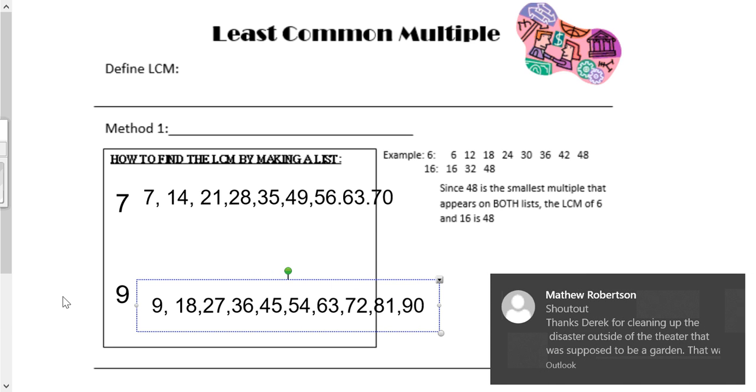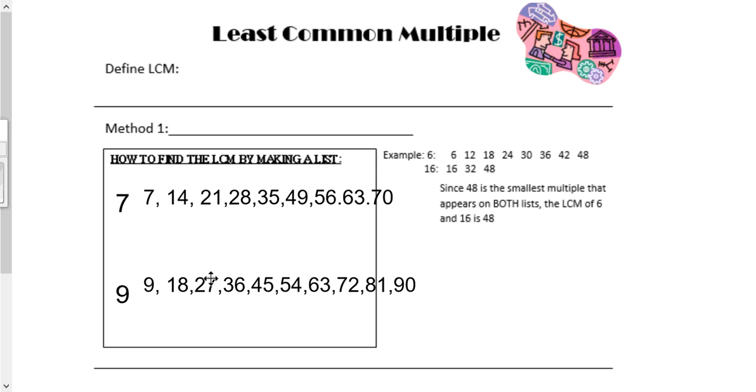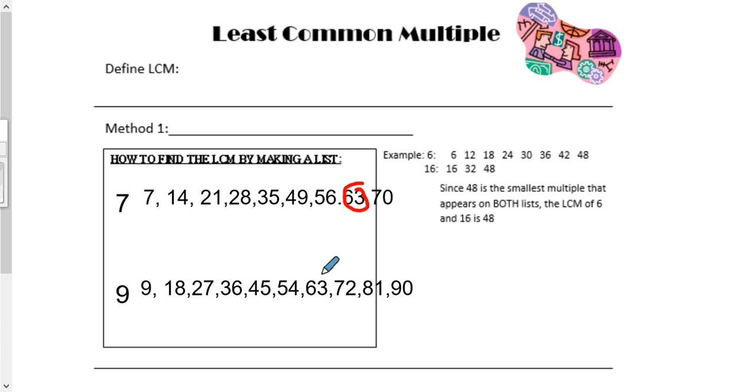And then what you're doing is you're looking for the least, smallest multiple they have in common. Okay, the smallest number they have in common, which in this case, as you see, is the 63. So the LCM for these is 63. So that's making the list.